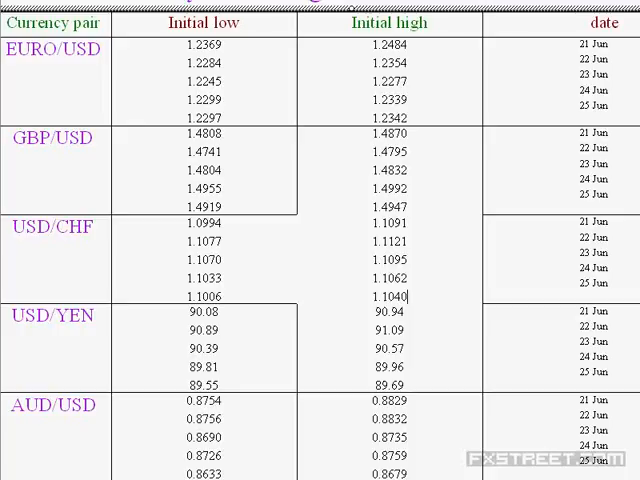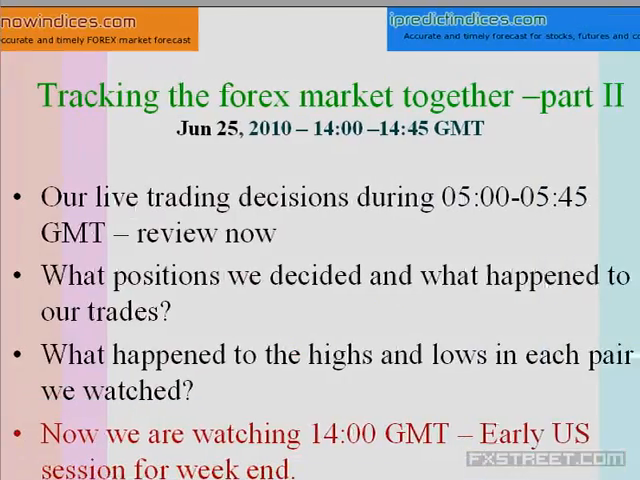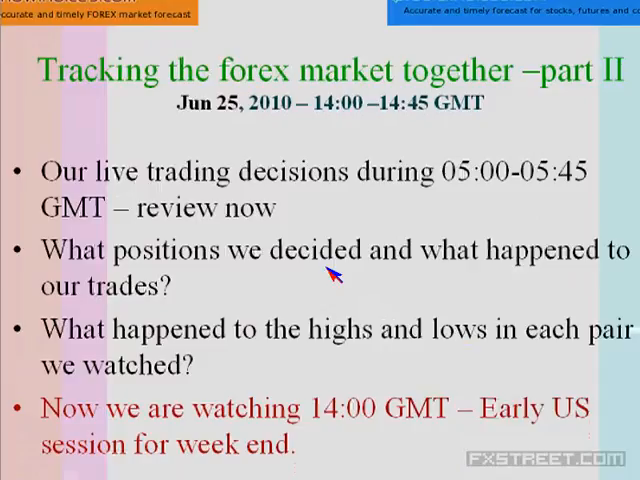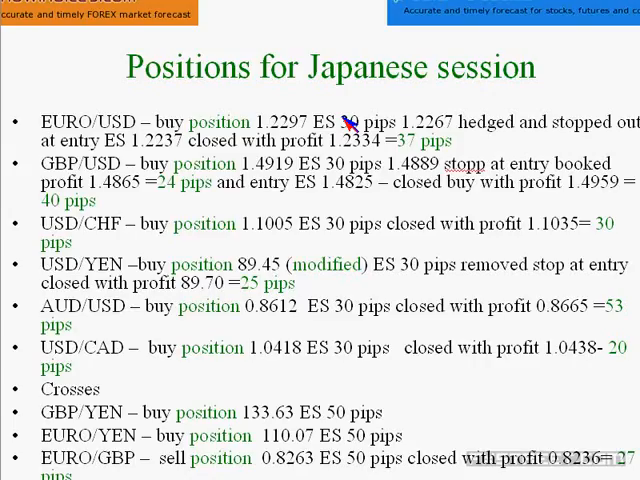I'll minimize this particular slide and open the other slide pertaining to the trades we have done during the Japanese session. So what happened to the highs and the lows I explained, and now we will see what happened to the trades we are taking. These are all the trades I proposed during the Japanese session. So I kept the buy limit orders and subsequently they got filled.